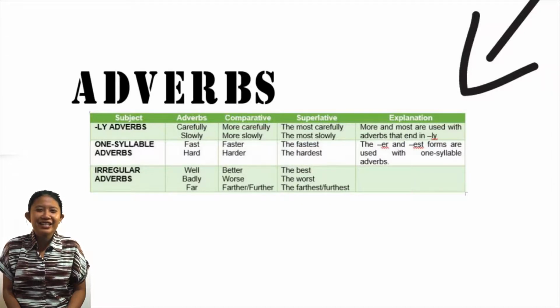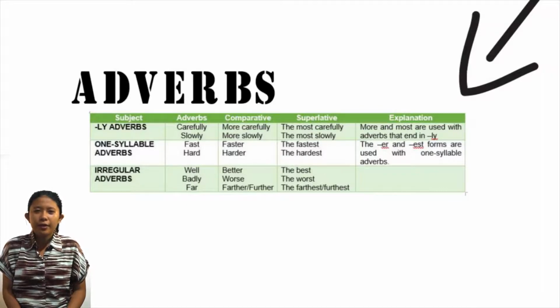The next subject is irregular adverbs. The examples are well, badly, and far. The comparative of well is better. The comparative of badly is worse. The comparative of far is farther or further.